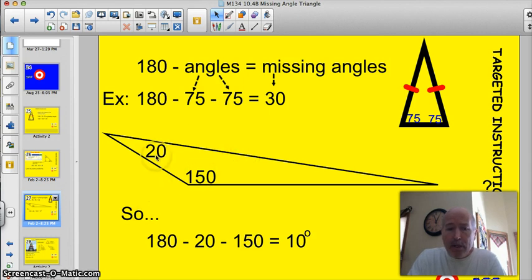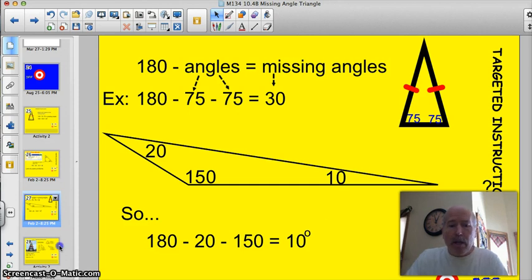All right, so we have 20 degrees here, and we have 150 degrees in this scalene triangle. So we've got an obtuse scalene triangle. So pop it in. I have 180 minus the 20 minus the 150, and that equals 10 degrees. So 10 degrees is my answer here. Let's double check my work. I have 150, 160, 170, and 10 more makes 180. That's all you have to do.